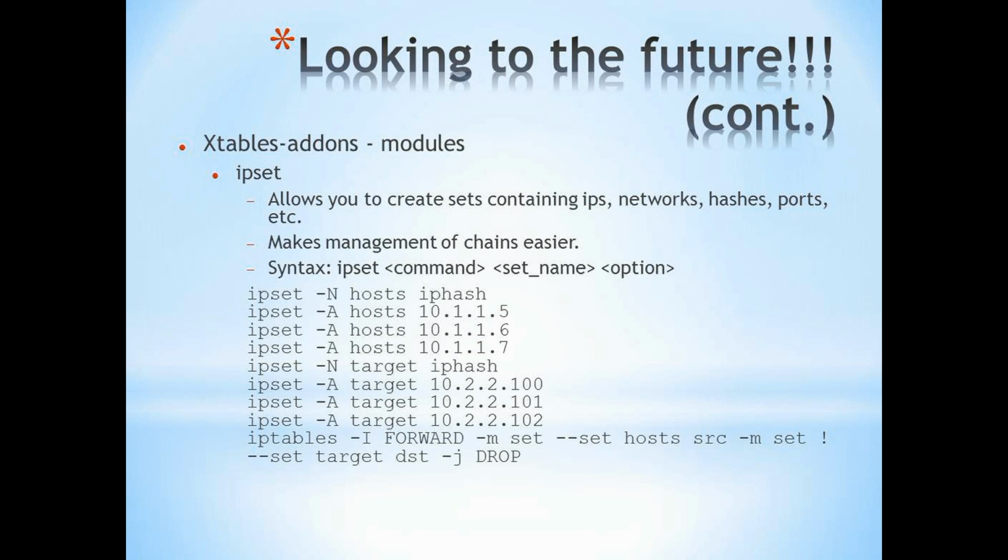So here, saying iptables -I, that's adding it to my forward chain, and my mask of set --set hosts. I'm telling it that where any IP address in hosts is the source, and not in target, drop. So if I have any traffic destined for those targets that's not from those hosts, drop it. You have certain instances where that's the case.